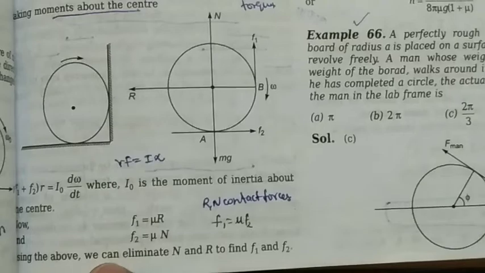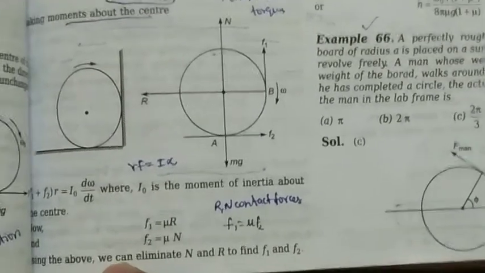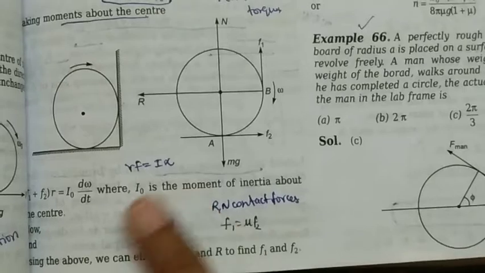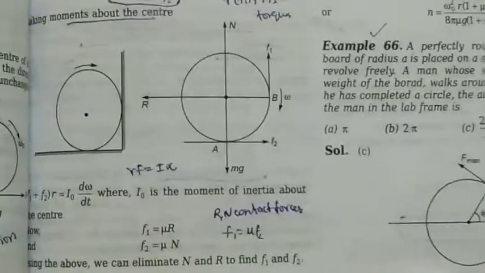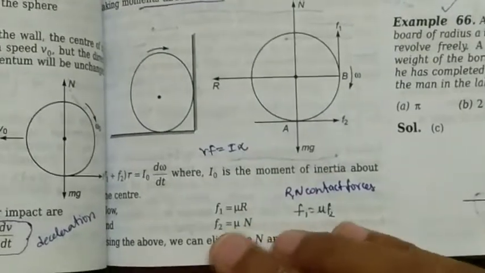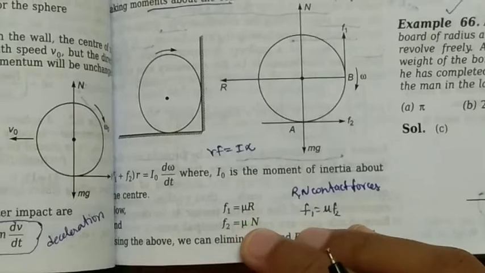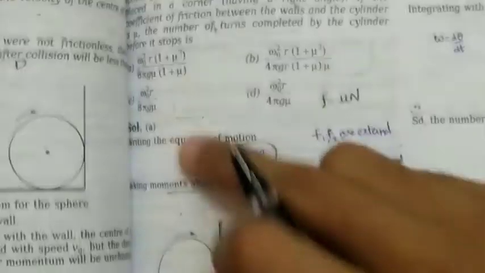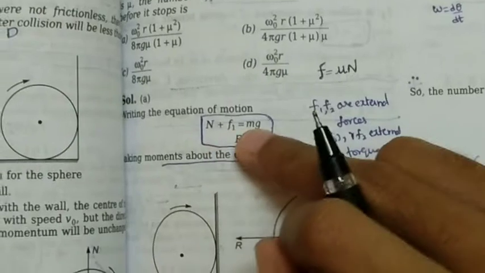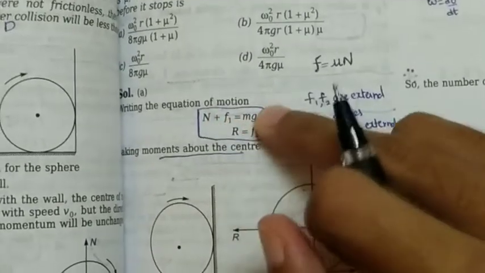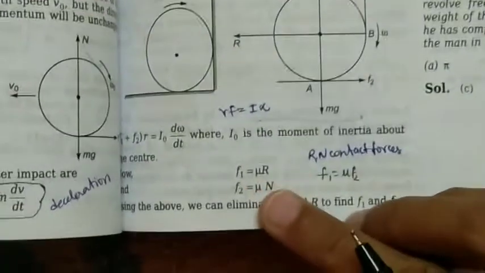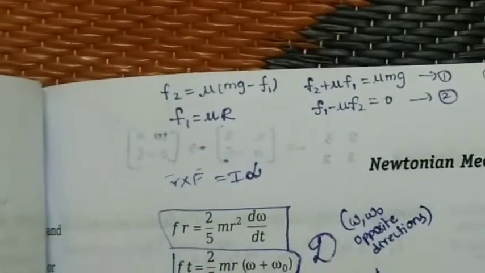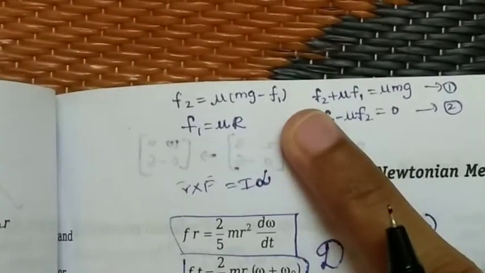So using the above, we can eliminate N and R to find F1 and F2. F2 is equal to mu N. From this equation, N is equal to mg minus F1, sending F1 to that side. So F2 is mu into (mg minus F1).